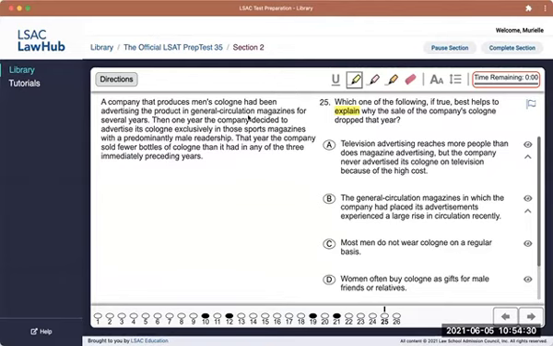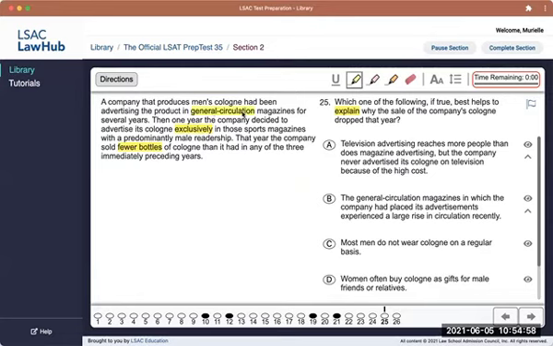Okay. A company that produces men's cologne had been advertising the product in general circulation magazines for several years. Then one year, the company decided to advertise its cologne exclusively in those sports magazines with predominantly male readership. That year, the company sold fewer bottles of cologne than it had in any of the 3 immediately preceding years.